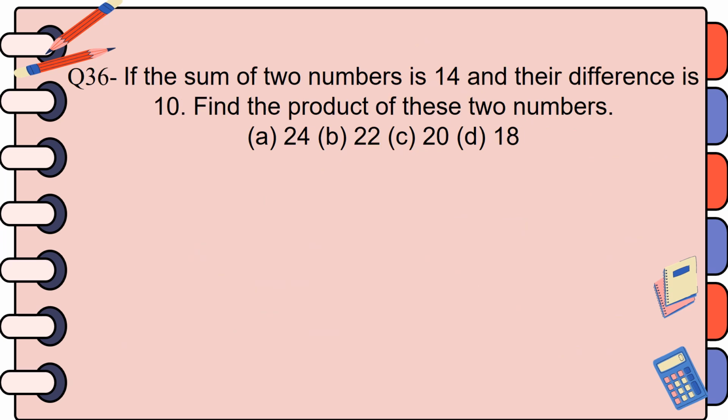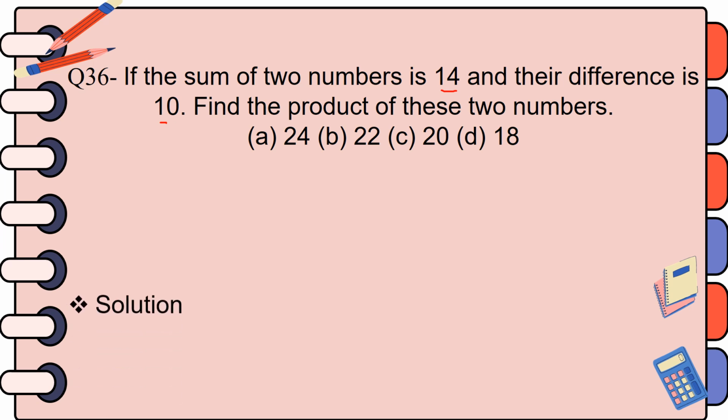Okay, if the sum of two numbers is 14 and their difference is 10, find the product of these two numbers. The sum of two numbers is 14. When we add the two numbers, the value is 14. And when we subtract the two numbers, the difference is 10. Find the product of these two numbers. First of all, you have to find the numbers. Then what you are going to do is multiply the numbers.